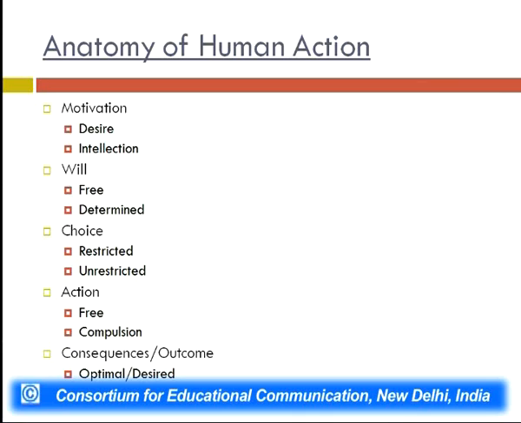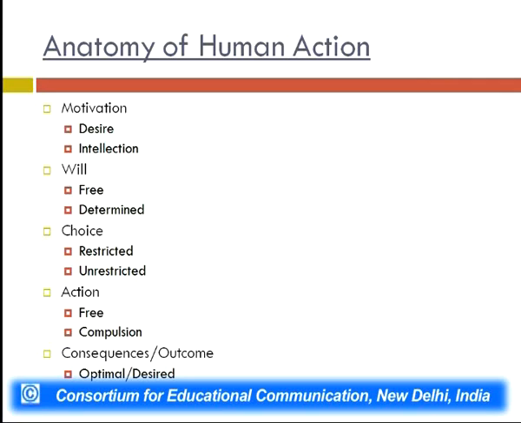So one of the postulates of ethics is that in order for an action to have a moral worth, it should spring from a free will. The person should be acting out of free will. Another component of it, which is a part of will only, is that the person should have choice.